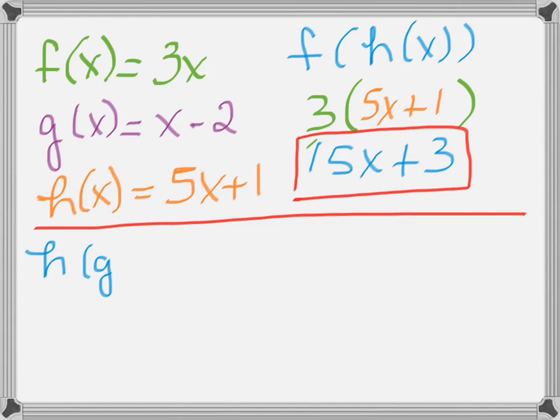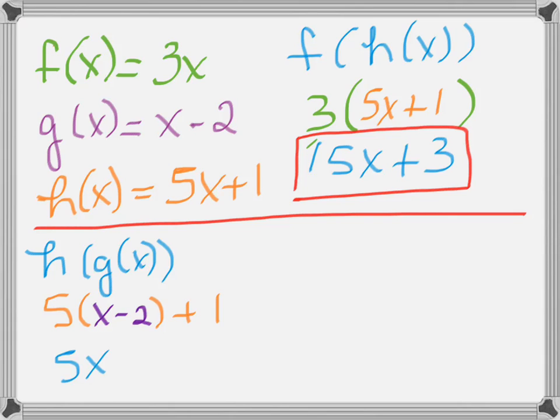Let's try another example. How about h of g of x? We start with our h of x, 5, and then where the x is, we put a set of parentheses, because we're going to be replacing that x with g of x, plus 1. And then in the set of parentheses, we put g of x, which is x minus 2. Multiplying in, we get 5x, and 5 times negative 2 is negative 10, plus 1 gives us negative 9.